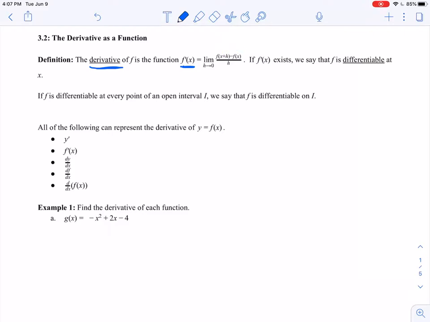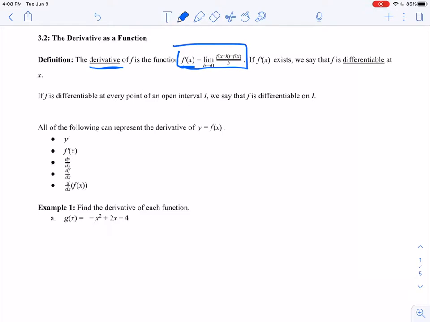So here is the definition of a limit. This is sometimes called the limit definition of a derivative. If f prime of x exists, we say that f is differentiable at x, and if f is differentiable at every point of an interval I, we say that f is differentiable on I. So again, just a little bit of terminology here. Whenever we say a function is differentiable, we're saying, hey, the derivative exists at that point or on that interval.